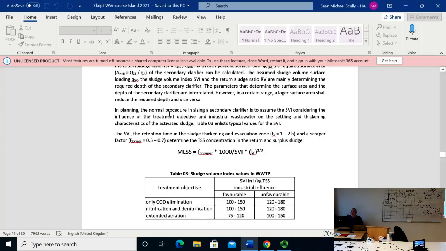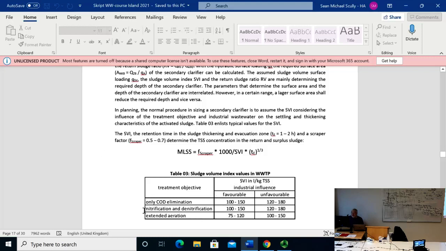In planning, the normal procedure in sizing a secondary clarifier is to assume the sludge volume index, considering the influence of the treatment objective and industrial wastewater on settling and thickening characteristics of the activated sludge. There we have a table that lists it, and for nitrification, denitrification, 100 to 150 is what you normally get, but it really is a little better than this table. At least in my experience, we have anywhere between 80 and 120. So 100 is a good average value, which we normally calculate with.